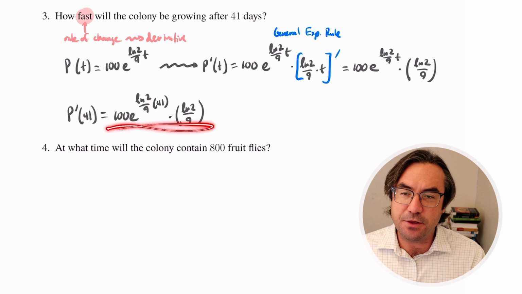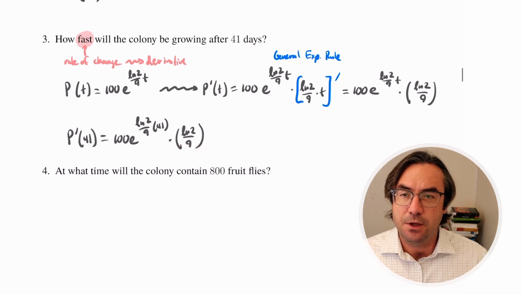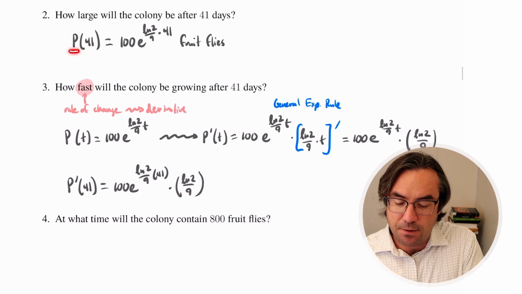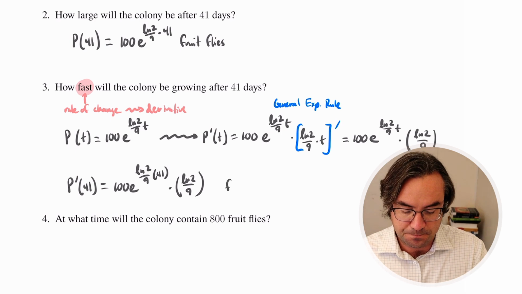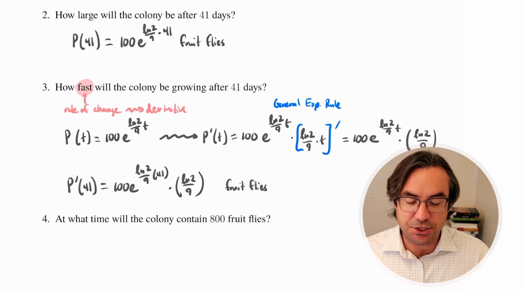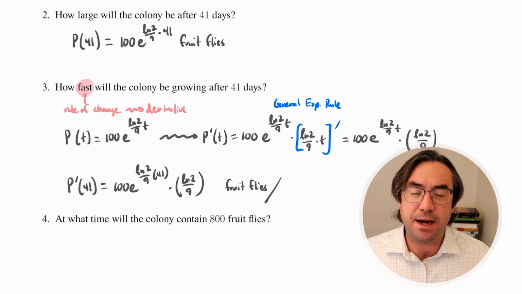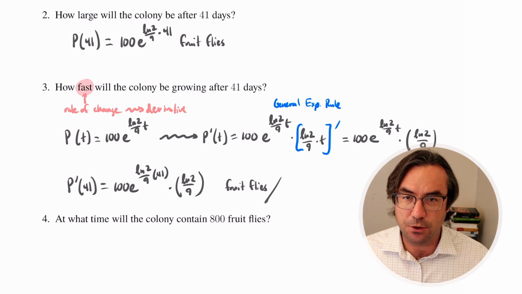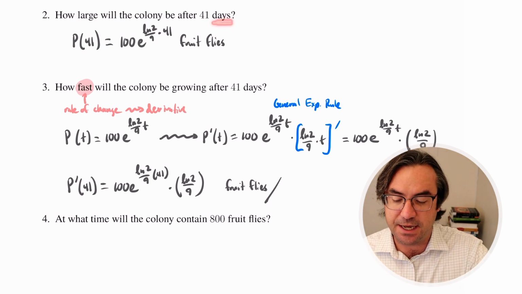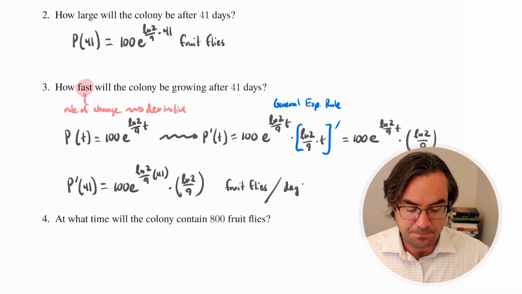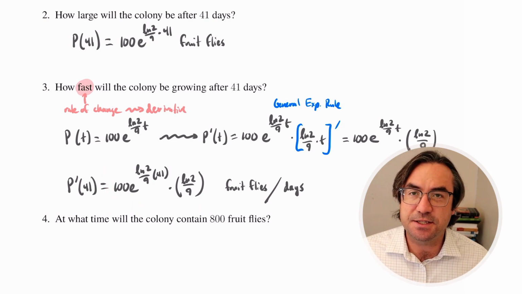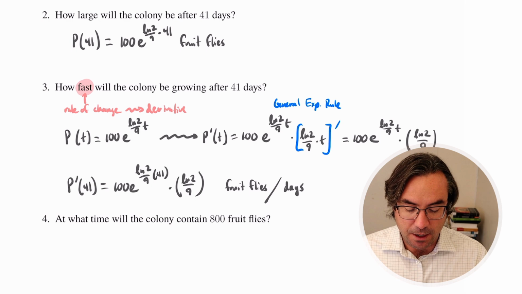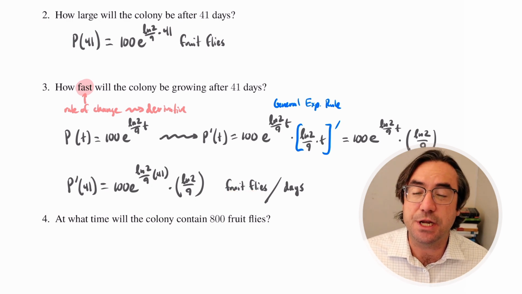And what are going to be the units for this derivative? Well, the units for our population function here is number of fruit flies. But because we've differentiated, we're going to divide this by our unit of time. So our unit of time here is days. So this value here, what it's telling us is how many fruit flies are being added to the colony each day.